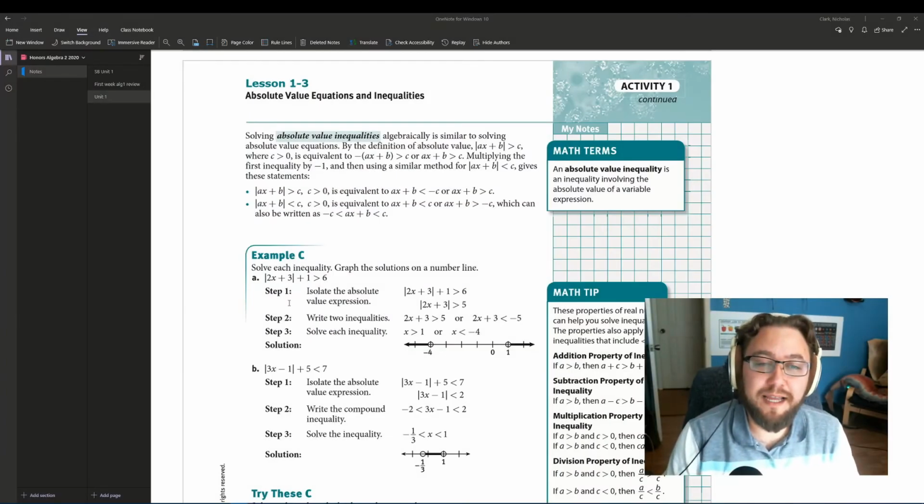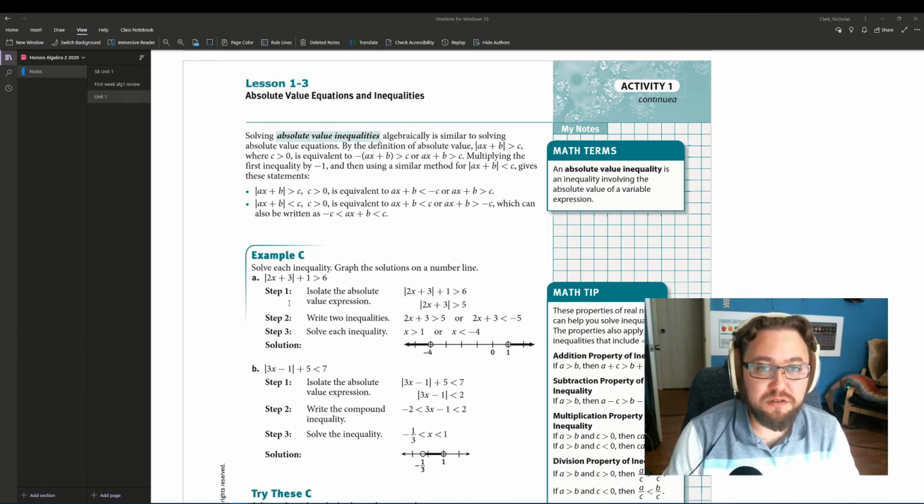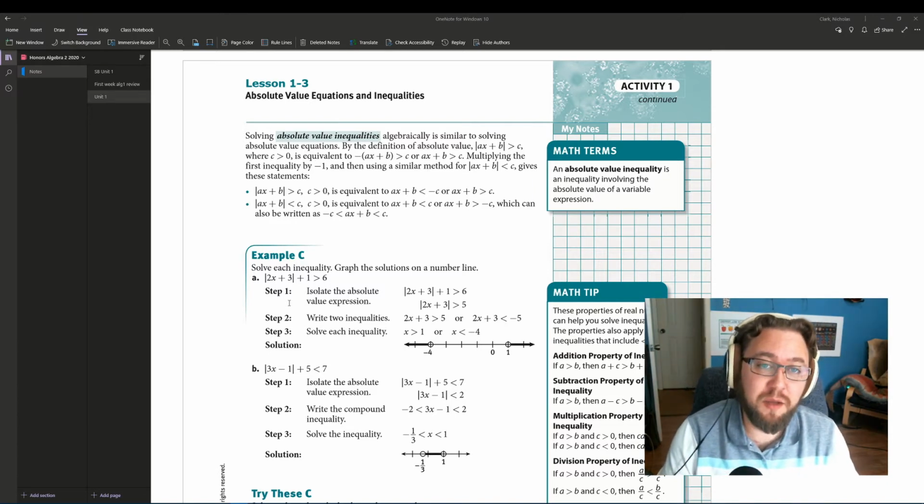Let's take a look at what happens when we put inequalities into this mix. When it comes to absolute value inequalities, there's two schools of thought. The first is to solve them using a compound inequality, like is done here in example C, which is totally fine. The other idea is to break it into two different problems like we did before. I usually do that because it helps me stay organized personally, but you can do whichever you prefer.